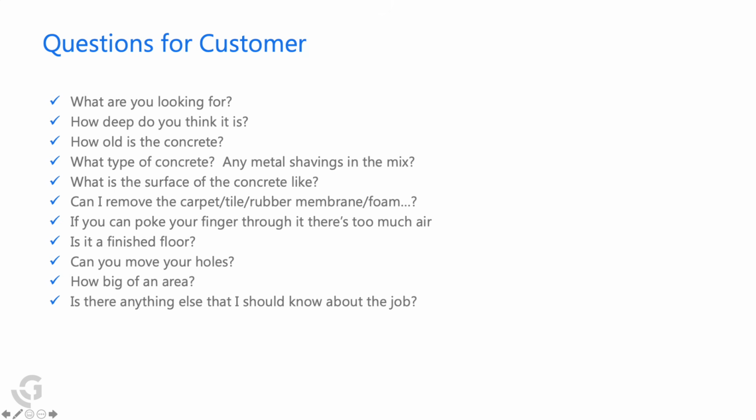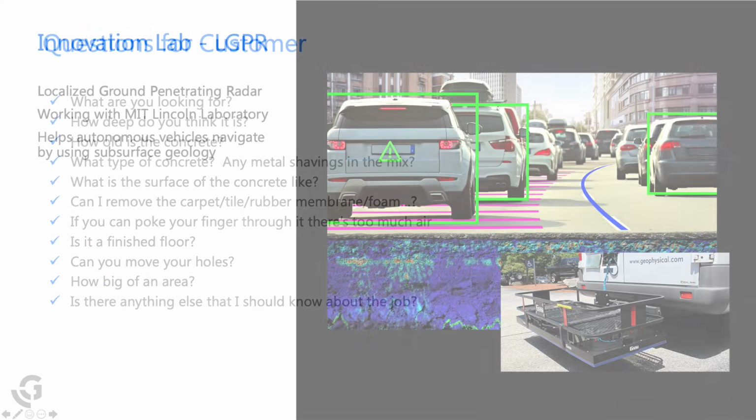What does the surface of the concrete look like? Is there any thick carpet or tile with a foam membrane? If you can poke your finger through it, there's probably too much of an air gap. Certain finished floors can also cause issues if they have a metal mesh. You might want to ask if you can move the holes, if it is recommended. Always ask how big of an area you need to cover. And lastly, is there anything else we should know about the job?